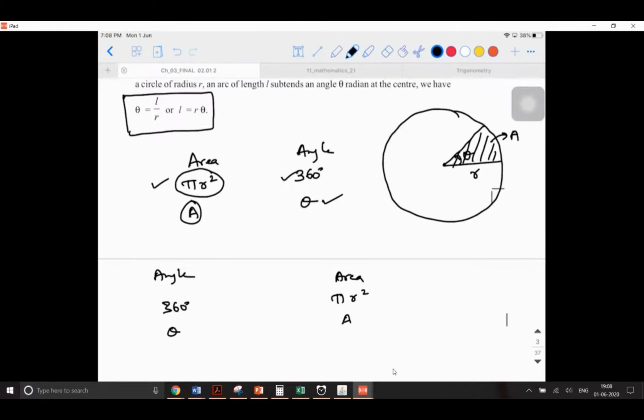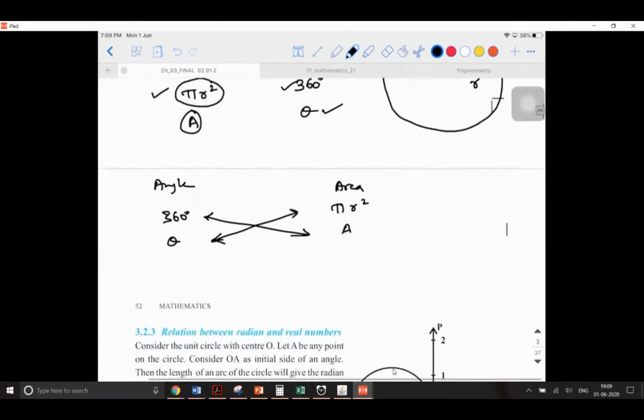It is like this. If I ask you to go to a shop, let's say 1 pen is 5 rupees. If I ask you what is the cost of 10 pens, what will you do? It's just 5 into 10. You're going to cross multiply it, right? So this is called the unitary method. So when you do it, you get 360 into A is equal to pi r square into theta.